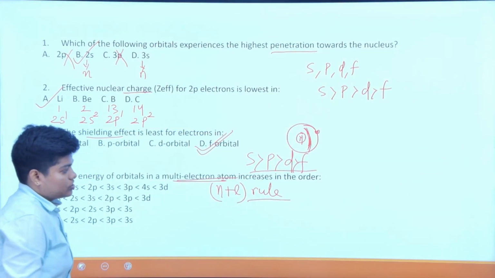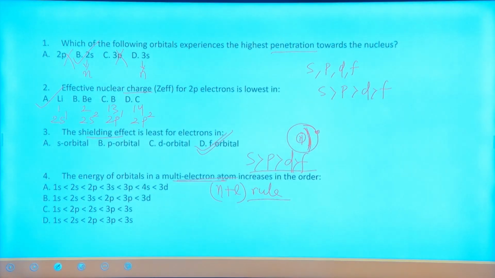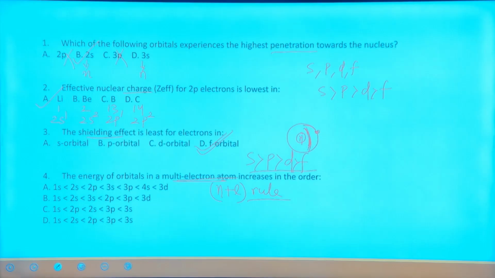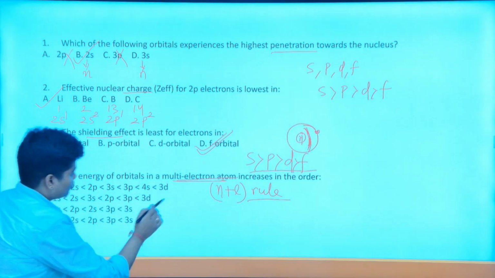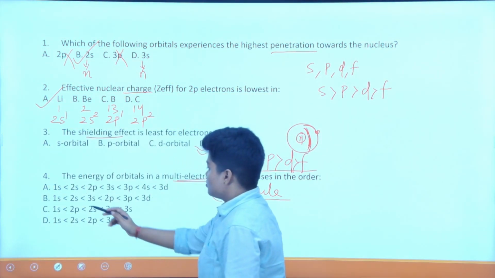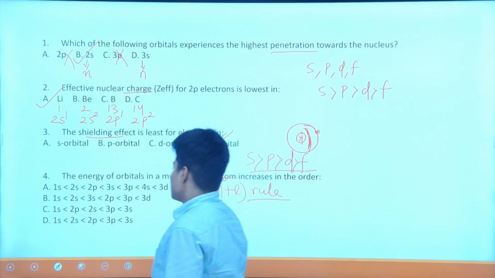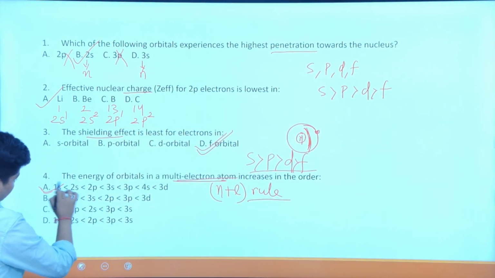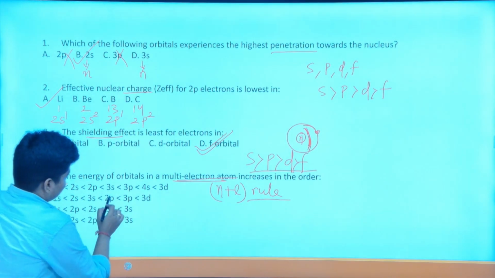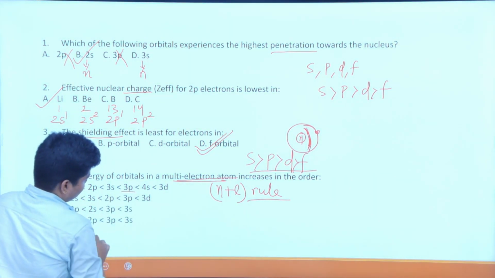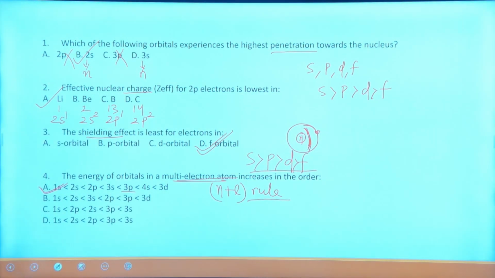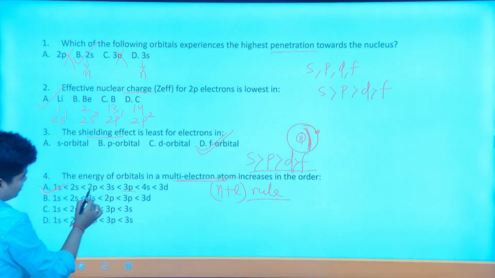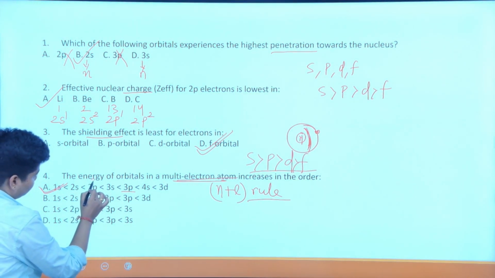Okay, by the n plus l rule, the orbital's energy goes on increasing. So 1s, 2s, 2p, 3s, 3p, 4s, 3d if you follow the n plus l rule. Here A will be the correct option. Why? Because the n plus l for 2s and 2p will be less. For 2p, n plus l will be 3.